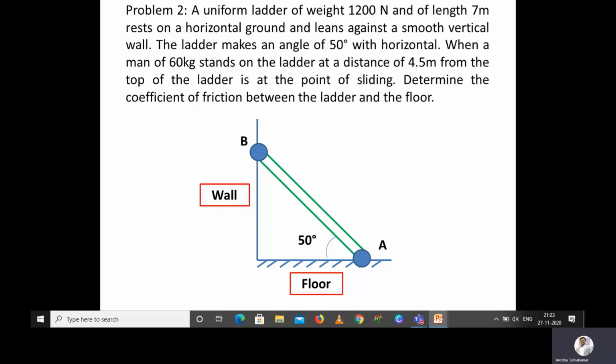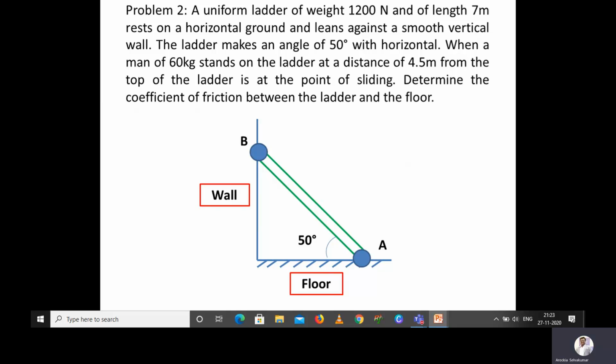When a man of 60 kg, here one value, the weight, is given in Newton, another one is in kg, stands on the ladder at a distance of 4.5 meter from the top, the ladder is at the point of sliding. It's similar to the earlier problem, only the numerical values are changed. So determine the coefficient of friction between the ladder and the floor. Please calculate and post your answers in the comment box.